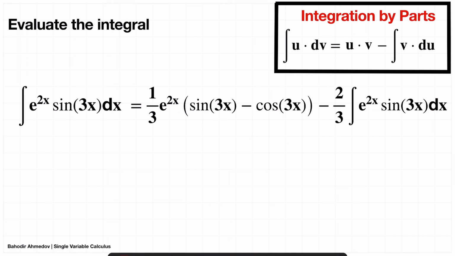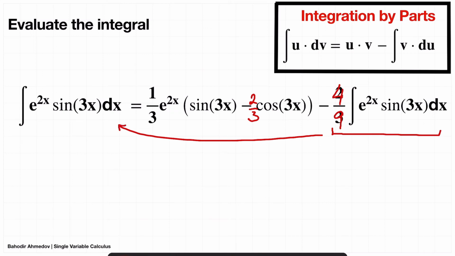I think I made a small mistake, so I have to multiply this by 2 over 3 additionally, and this should also be 4 over 9, I think. So 2 over 3 times the cosine of 3x minus 4 over 9 of the integration of this. So please note that you need to evaluate this integration, right? So you can take this integration and put it on the left-hand side, and 4 over 9 plus 1 is going to be equal to 13 over 9.